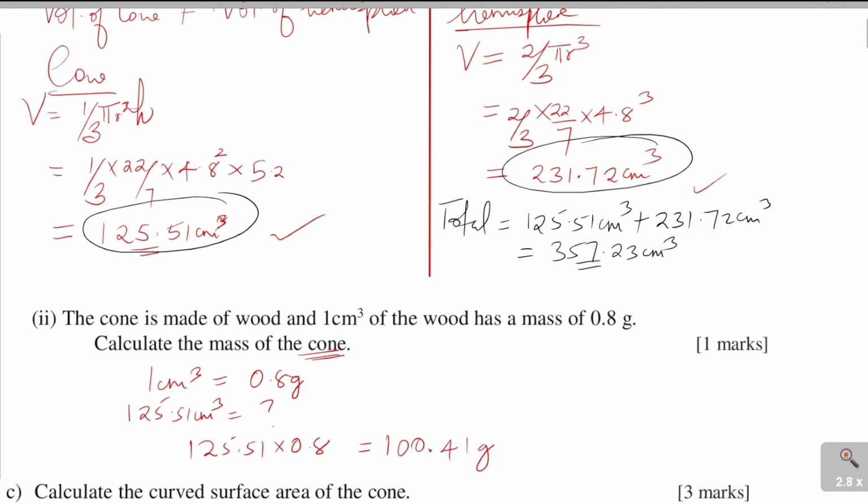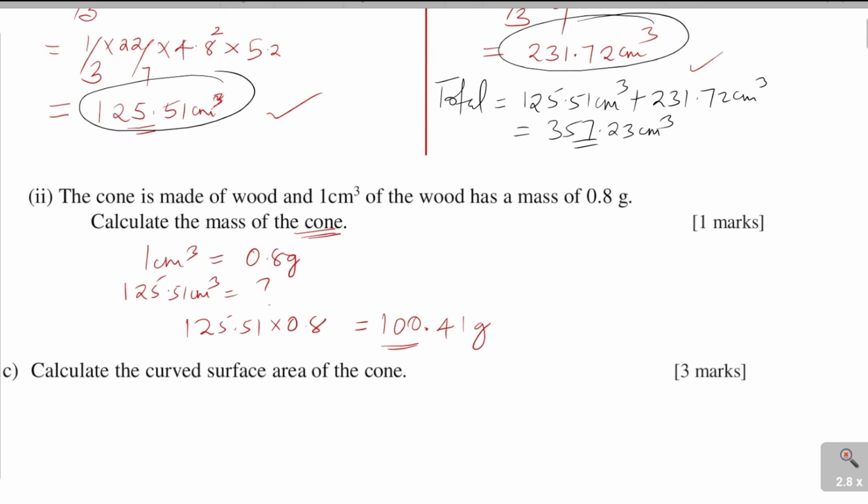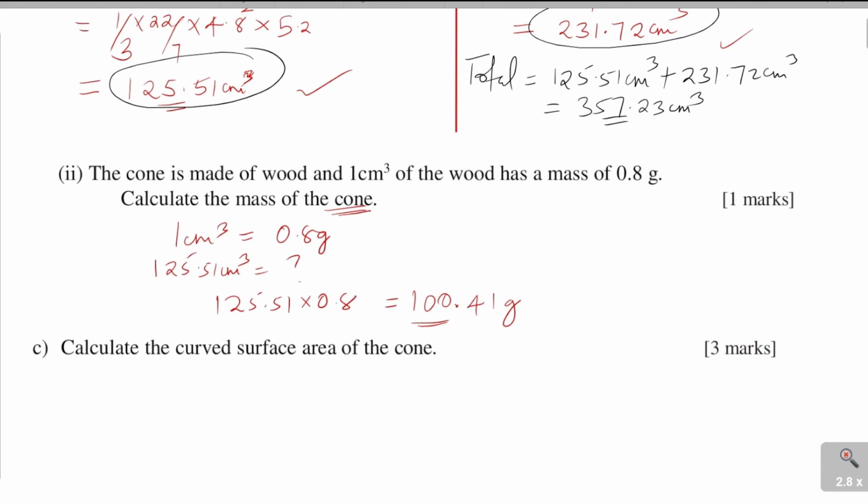100.41 grams. The other part C, calculate the curved surface area of the cone. The curved surface area of the cone. So how do we get the curved surface area? The curved surface area of the cone is given by pi r L, where L is the slant height.